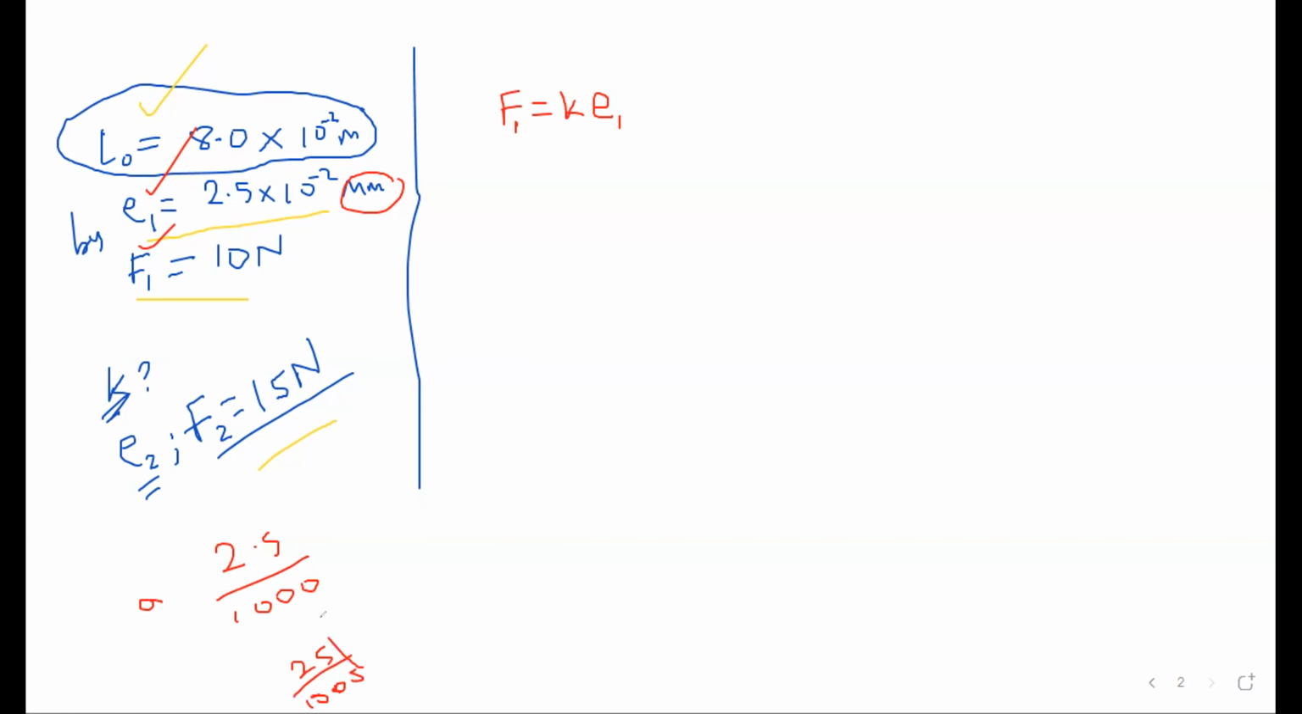If you have 2.5 and you divide by 1,000, which answer do you get? I think you'll be getting your extension 1 as 0.0025. Because we are changing to meters, 2.5 divided by 1,000 is 0.0025 meters. That is our E1, the extension 1.